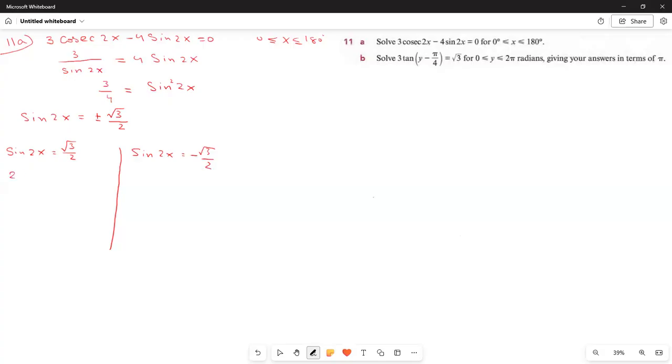Okay, so 2x is equal to sine inverse of root 3 by 2. And if you remember, this gives you an angle of 60 degrees. Since it is periodic, it is 60 plus 360n for any integer value n. This is one solution. The other solution is 120 plus 360n.